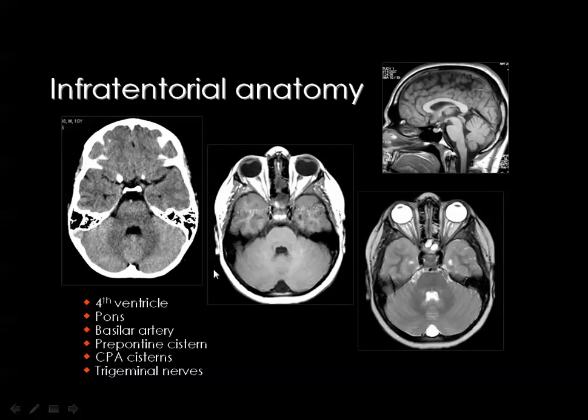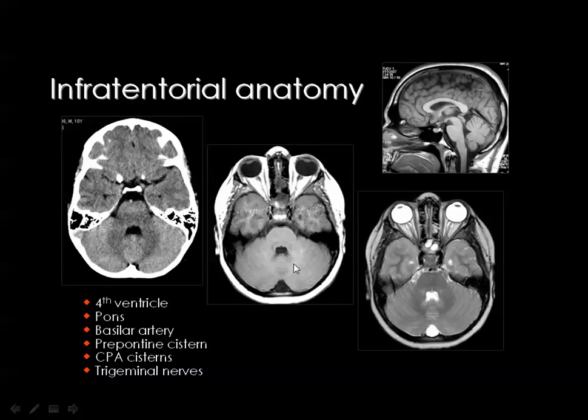Then on MRI T1 and T2 weighted images, you should see the same anatomy. This is the fourth ventricle, this is the pons, this is the cerebellopontine junction or the middle cerebellar peduncle, this is the left cerebellar hemisphere, this is the cerebellar vermis, and this is the right cerebellar hemisphere. Also, you can identify the cisterna magna posterior to the cerebellar hemisphere.